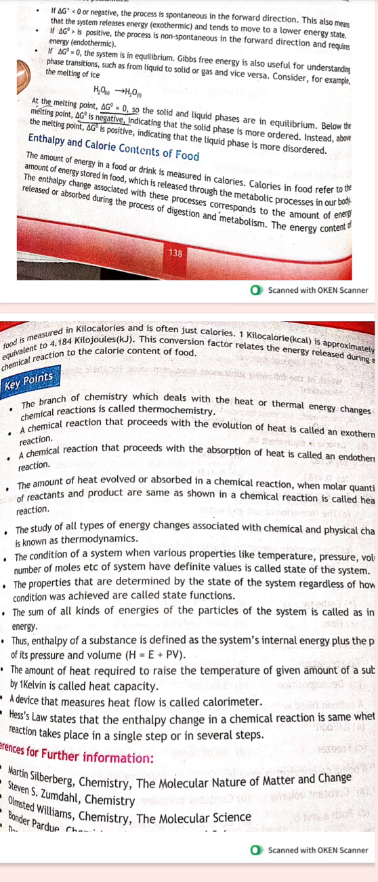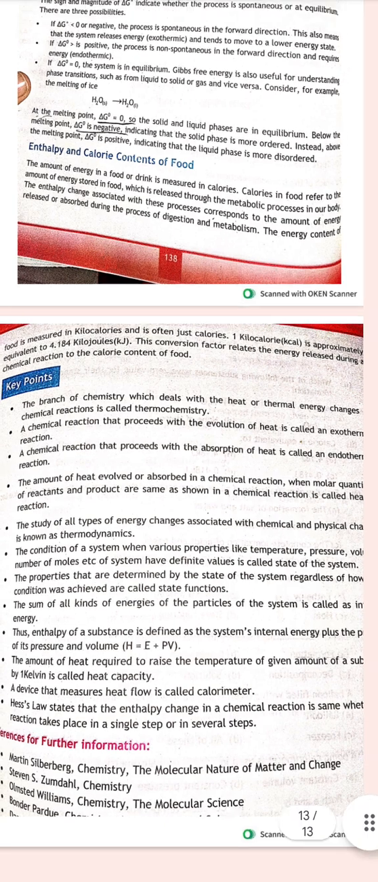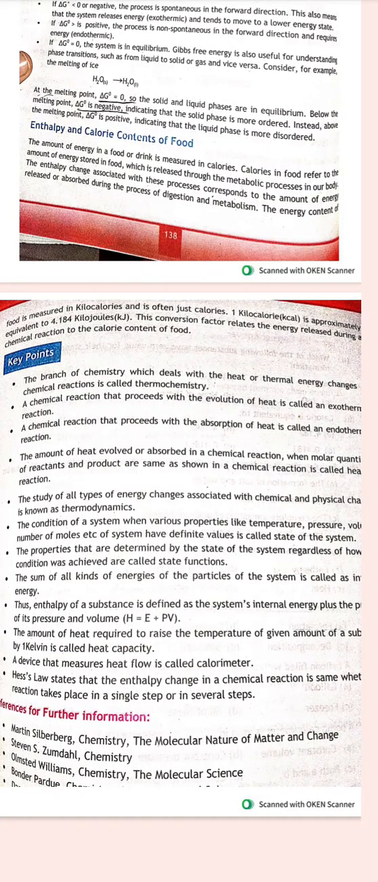So calories is basically the amount of energy we are taking in the food, and the energy content of food is measured in kilocalories, not just calories. 1 kilocalorie is approximately equivalent to 4.184 kilojoules. This conversion factor relates the energy released during a chemical reaction to the calorie content of the food. So basically this is energy that is released through the metabolic processes in our body.